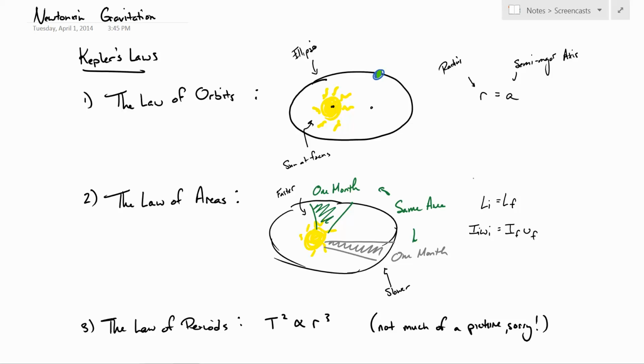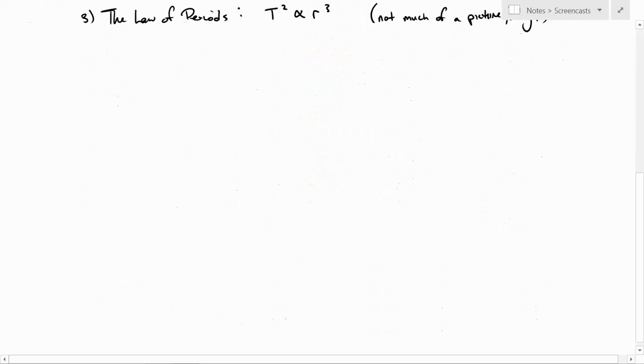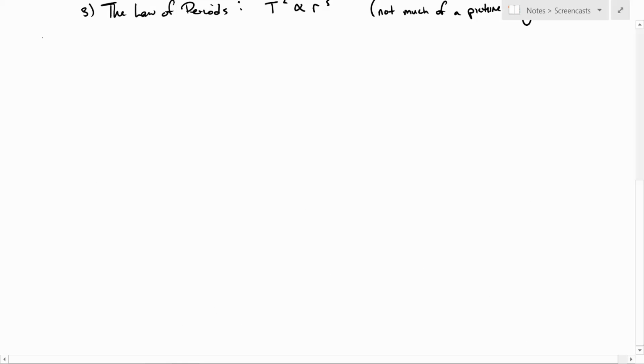And the last one, the law of periods, which I don't have a picture for, says that the square of the period is proportional to the cube of the radius. But I can justify it numerically, so that's exciting. Let's go with the law of areas first, though, for justifications.